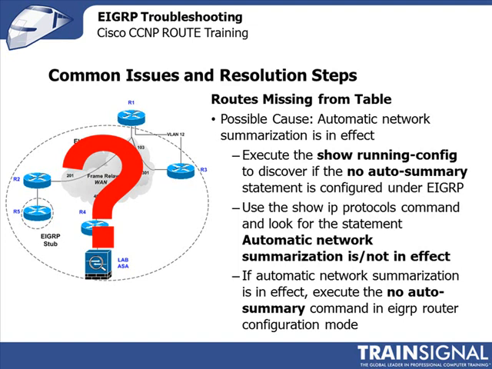If it says it is in effect, it's a very quick fix. You go back in, you execute no auto summary under EIGRP configuration mode, and away you go. But frequently this can be something that will cause problems with routes not propagating or displaying correctly.